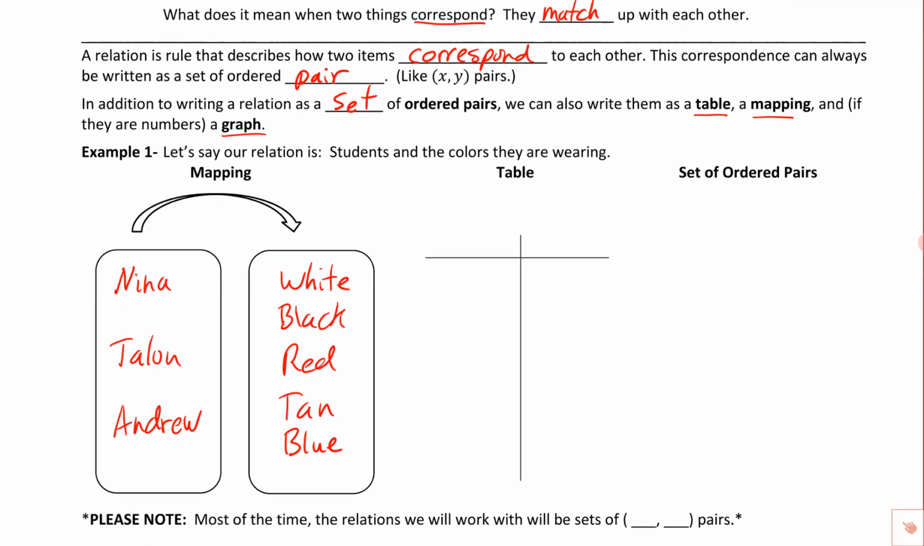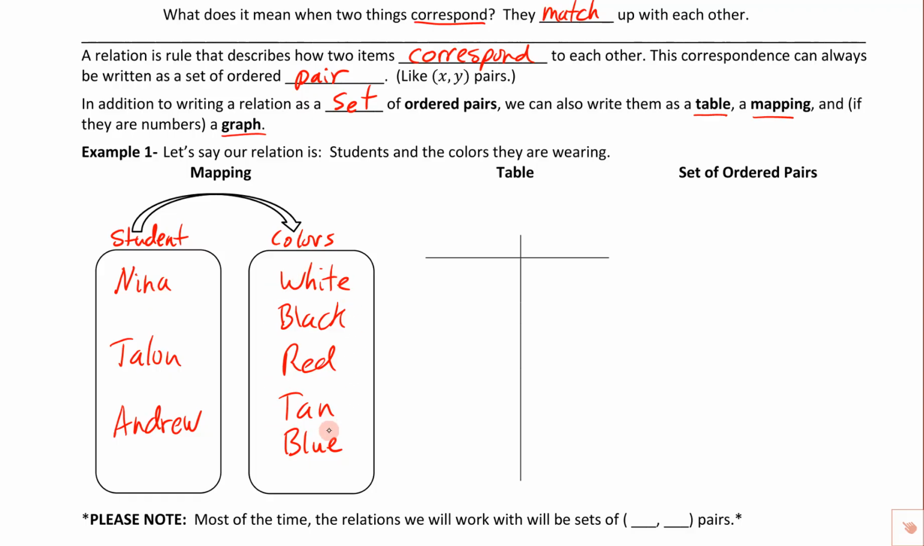If you want to take a second and write these down, let's say our relation is students and the colors they are wearing. So this one over here is the students. I've got several student names here, and this is the colors they are wearing. So in this mapping, what we're going to do is show how they correspond to each other. I've got this set of students right here, I just have 3 students, and then over here I've got colors.